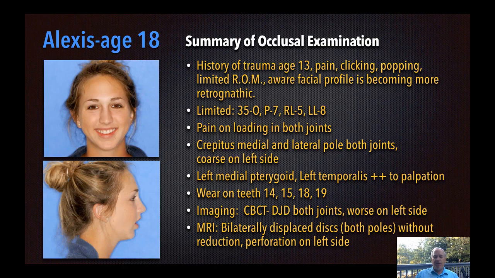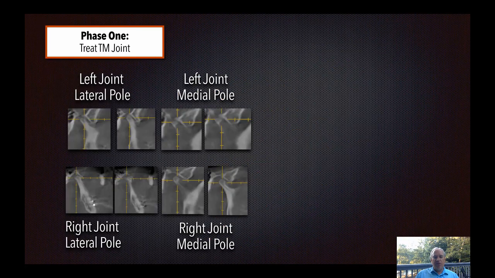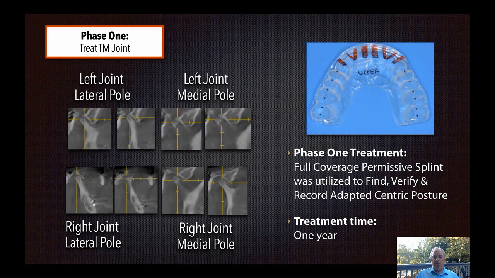And so patients like this that have clicking and popping and limited range of motion and pain and loading, crepitus in both joints, cone beam confirmed active degeneration, worse on the left. She has bilaterally displaced discs without reduction. This is a patient that's going to require some significant intervention by us. Here are the cone beams, and we're basically going to be doing a permissive splint.